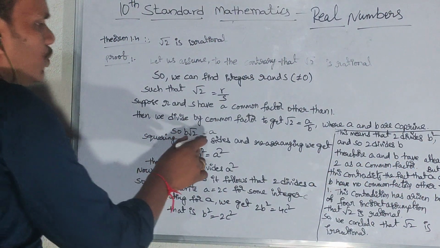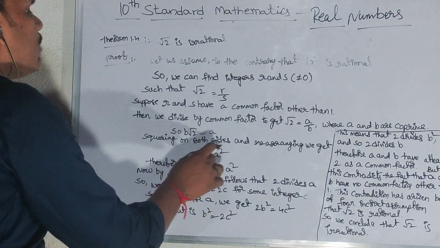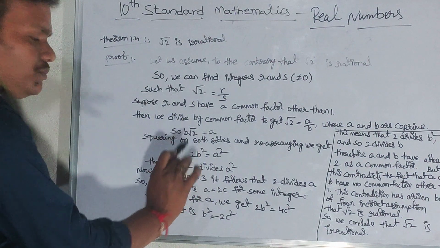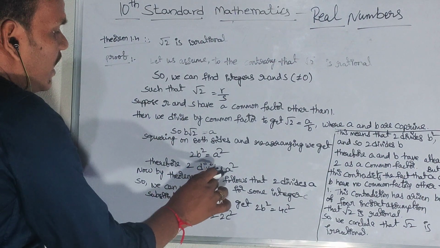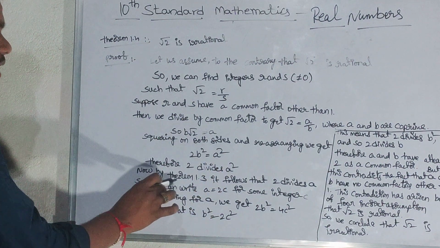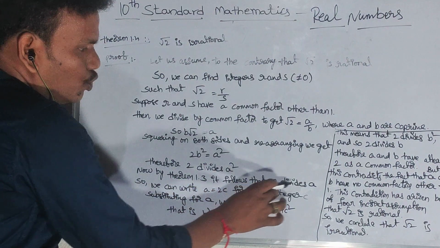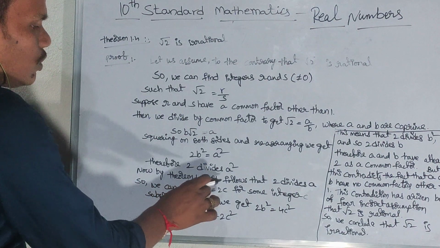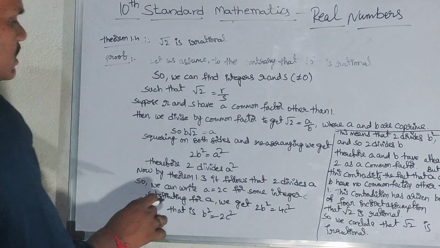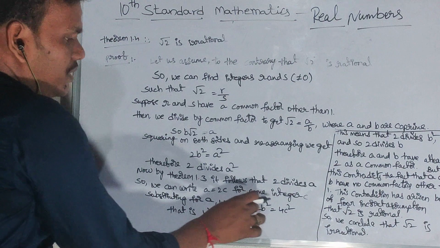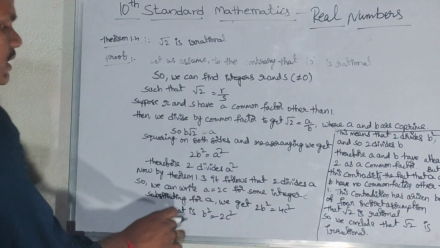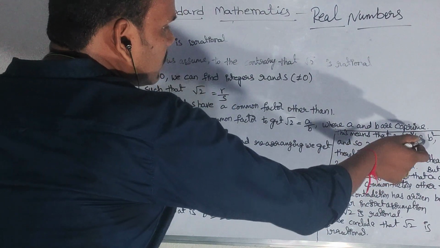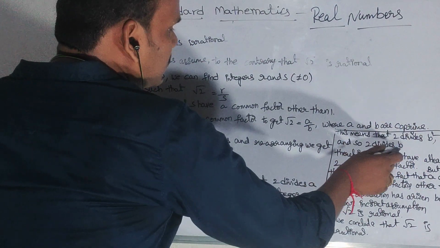So b square root 2 equals a. Squaring on both sides and rearranging, we get 2b square equal to a square. Therefore 2 divides a square. Now by theorem 1.3 it follows that 2 divides a. So we can write a equal to 2c for some integer c. Substituting for a, we get 2b square equal to 4c square. That is, b square equal to 2c square. This means that 2 divides b square, and so 2 divides b.